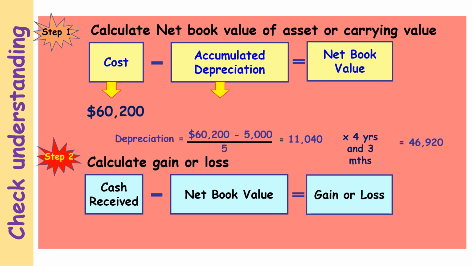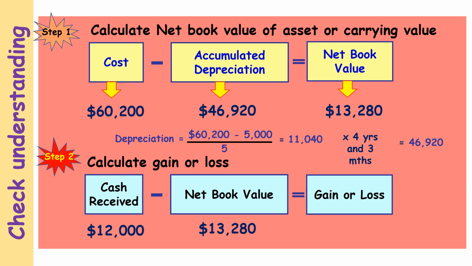So that is the accumulated depreciation. This will give us the net book value of $13,280. Let's calculate the gain or loss by comparing the cash received, 12,000, minus $13,280 of net book value, to give us a gain or loss, in this case a loss of $1,280. Once we know that, we need to record this transaction.